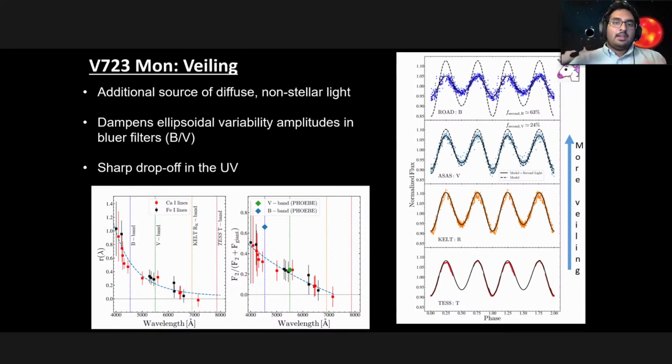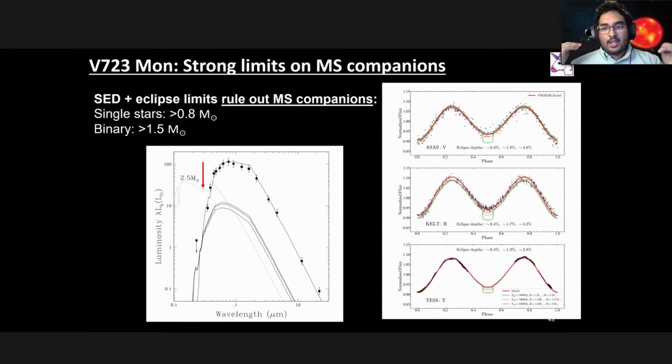We studied this veiling further using high resolution spectra and confirmed the trend of higher veiling towards bluer wavelengths. However, this second light drops off very sharply in the UV. When we looked at the behavior of the second light, it didn't behave like a star would. What this means is the second light most likely emerges from some sort of accretion disk around the compact object. We are currently pursuing additional data using the Hubble Space Telescope to try and study the nature of this veiling, or second light.